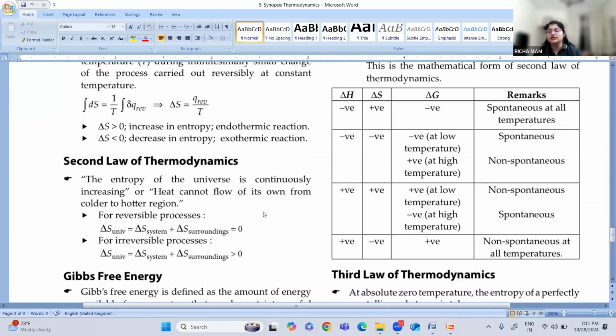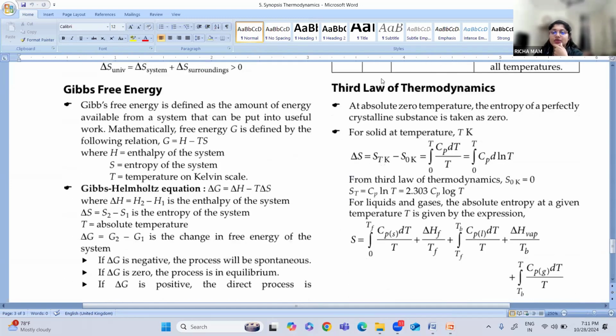This particular table is very important. When change in enthalpy is negative and change in entropy is positive, delta G, the change in Gibbs energy, is negative, and the reaction is spontaneous at all temperatures. So all these things please remember, very important. Just keep this table in mind.